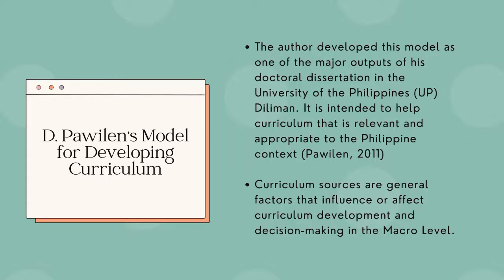And now, we are going to tackle Pawilen's model for developing curriculum. The author developed this model as one of the major outputs of his doctoral dissertation in the University of the Philippines, Diliman. It is intended to help develop curriculum that is relevant and appropriate to the Philippine context, according to the creator of this model, Pawilen, in the year 2011. Curriculum sources are general factors that influence or affect curriculum development and decision making at the macro level. We will discuss later all the sources, the influences, and the levels of curriculum development in line with Pawilen's model.